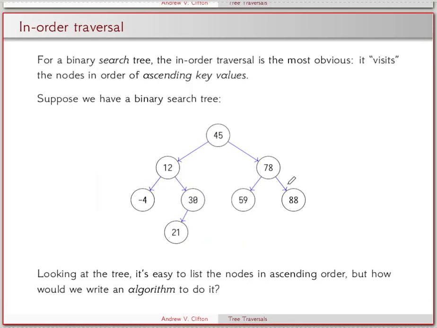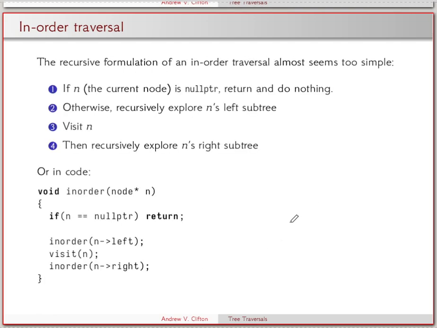For a binary search tree, the in-order traversal is the most obvious one. It gives you the nodes in ascending key value order. So let's say we have this binary search tree, and we're going to use this tree for all these traversals; it'll show up in the later ones. If you just look at the whole tree, it's easy to list the values in ascending order, but how would you write an algorithm to do it?